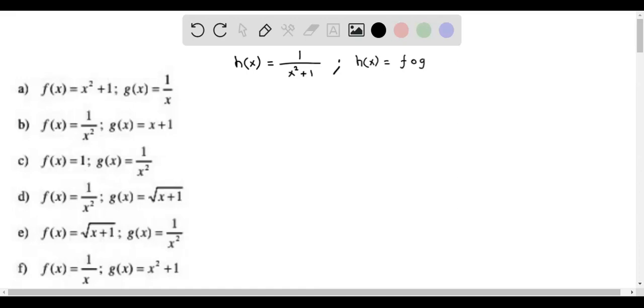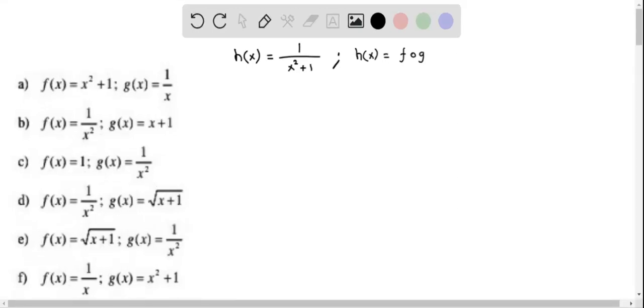We will now determine two functions f and g such that the function h of x equals 1 over x squared plus 1 is written as a composite of the two functions f and g. That is, h of x is written as f of g of x. So let's verify each of the answer choices given and select the correct one.